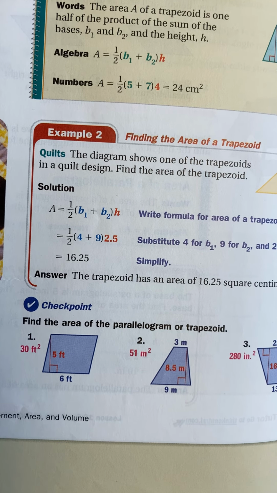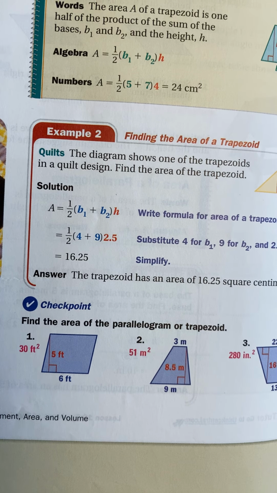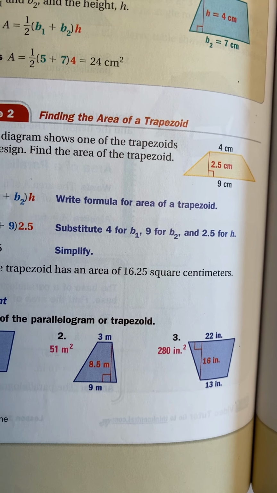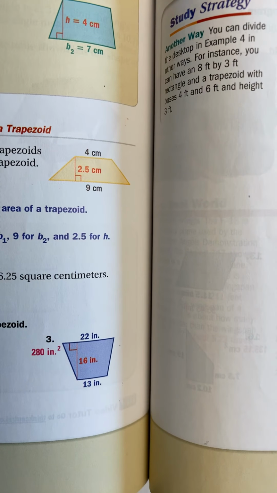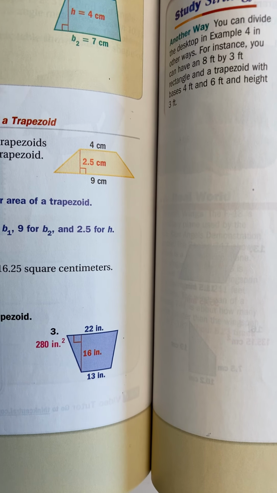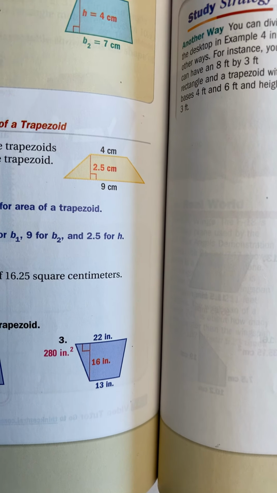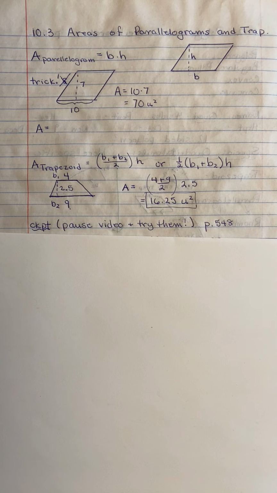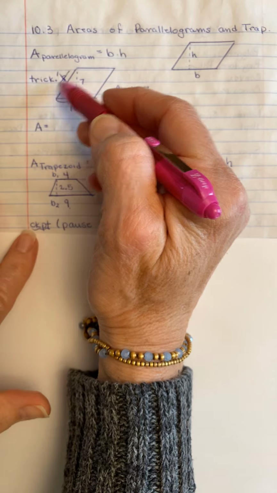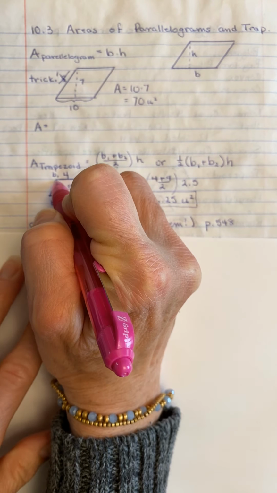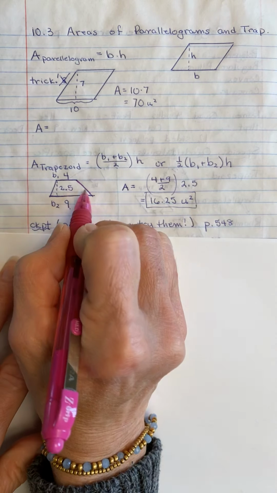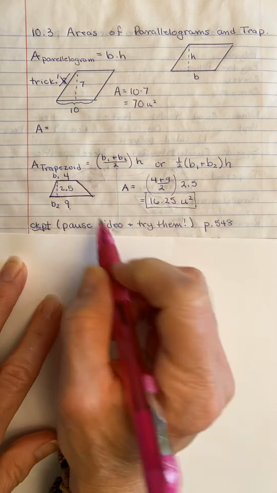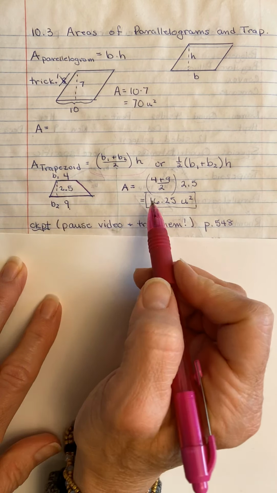The area of the parallelogram, 5 times 6 or 30 square feet. For the trapezoid, you should have gotten 51 square meters. And for number 3, should be 280 square inches. One thing to note here, just like the trick in the parallelogram, notice that you do not need to know these sides. These sides have nothing to do in this formula, only the bases and the height.